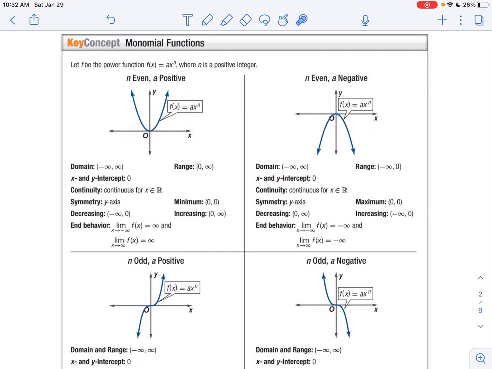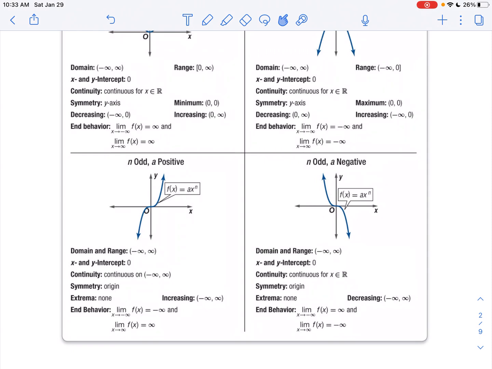And then if its number in front is positive, it opens up. So therefore, my range has to be greater than 0. And then if the number in front, your k value, is negative, then it opens down. So your range goes to negative infinity. You can't cross 0. On both these counts, the x and y intercepts are 0. They're both continuous. They're symmetric with the y-axis. They have a minimum at 0, 0. If your exponent is odd, then you get a shape that looks like that. So then you don't have a minimum or maximum, but you do have symmetry about the origin. And there we have it.